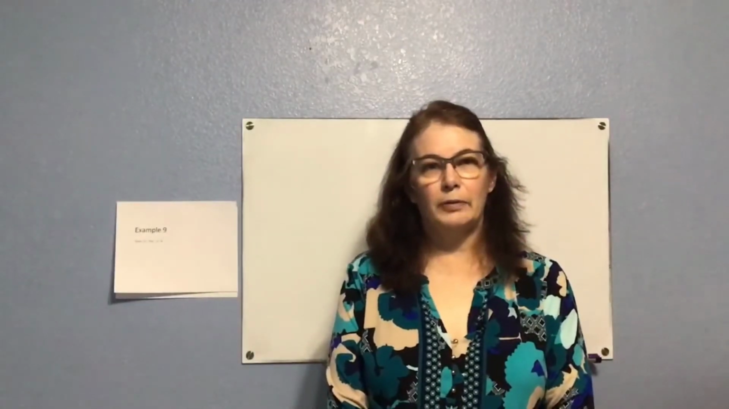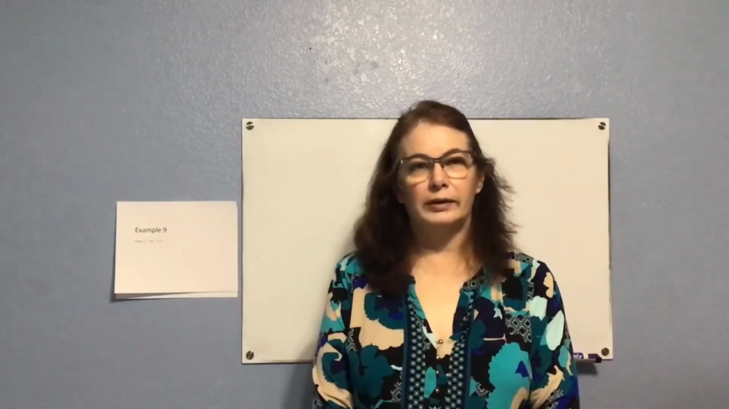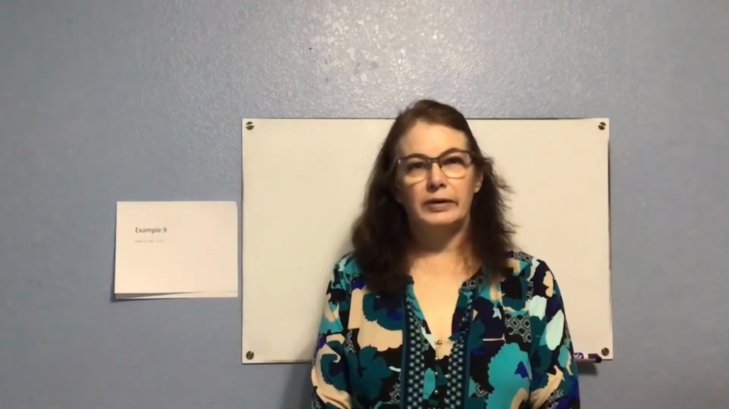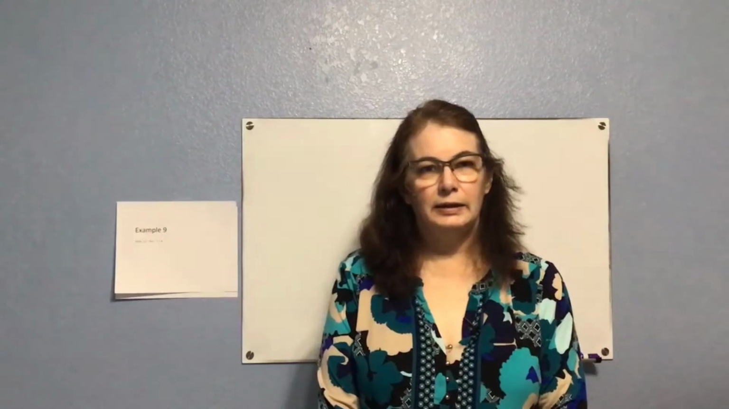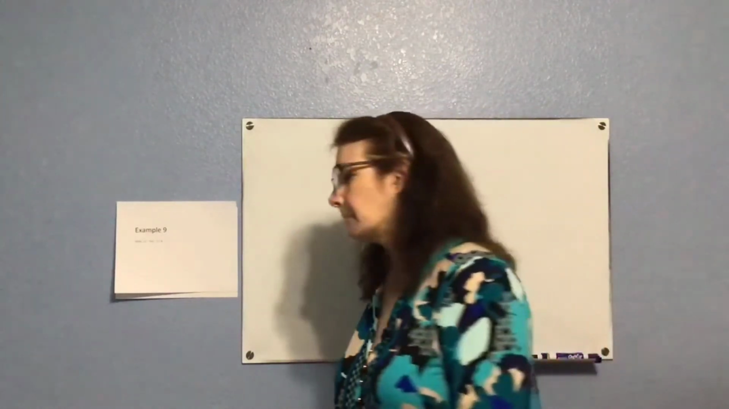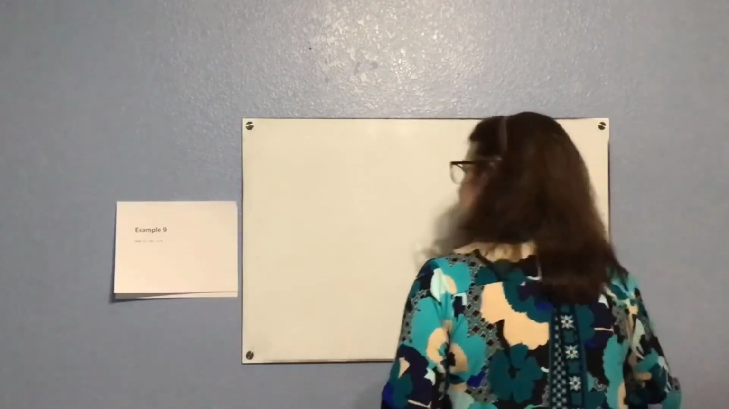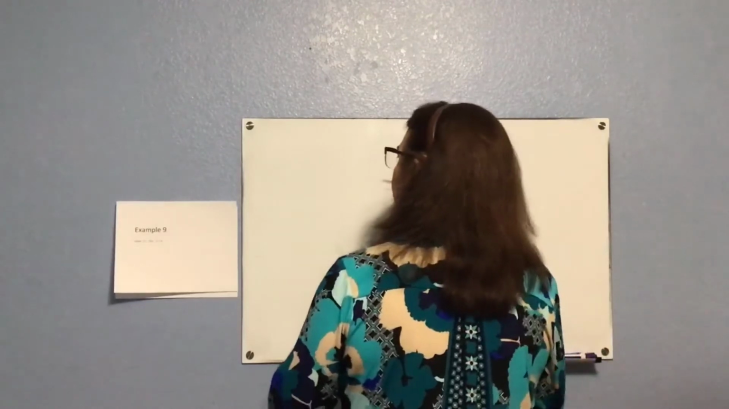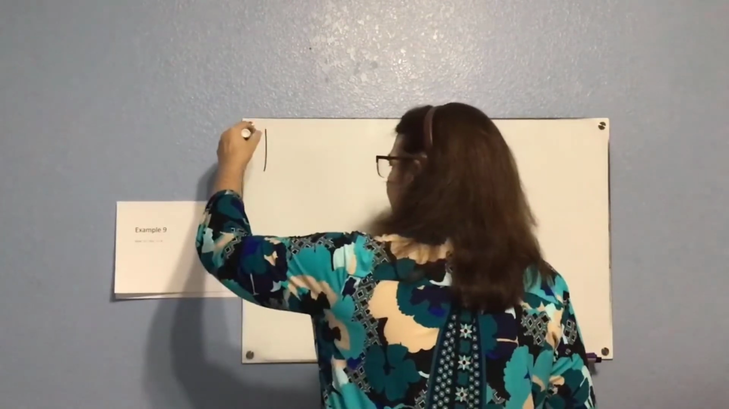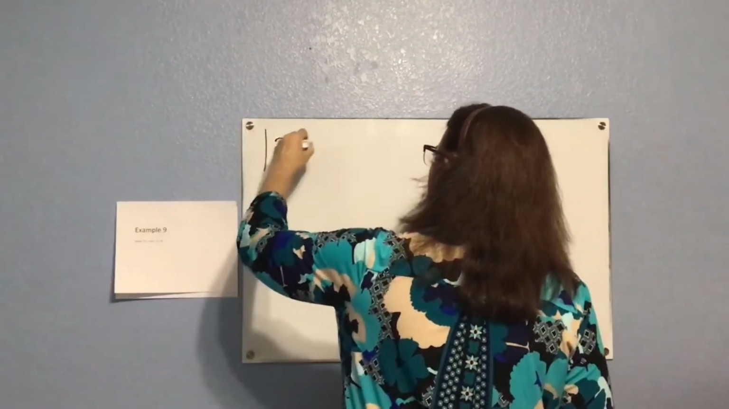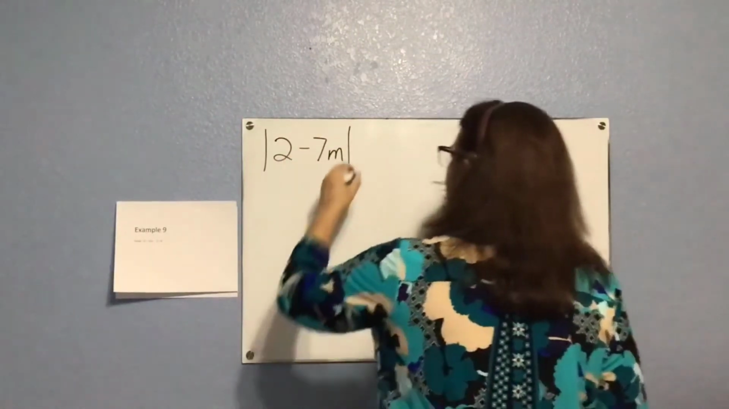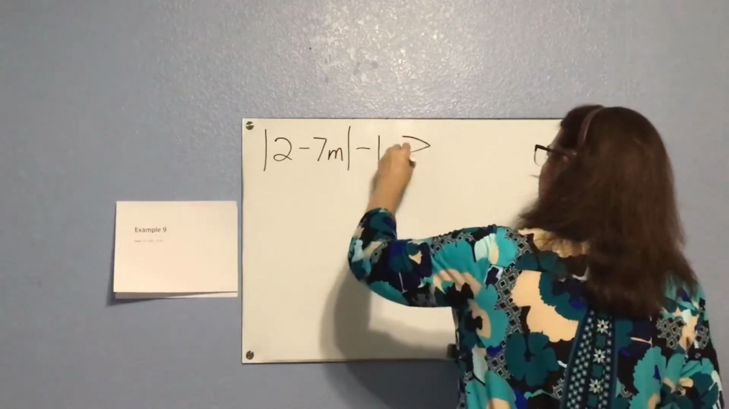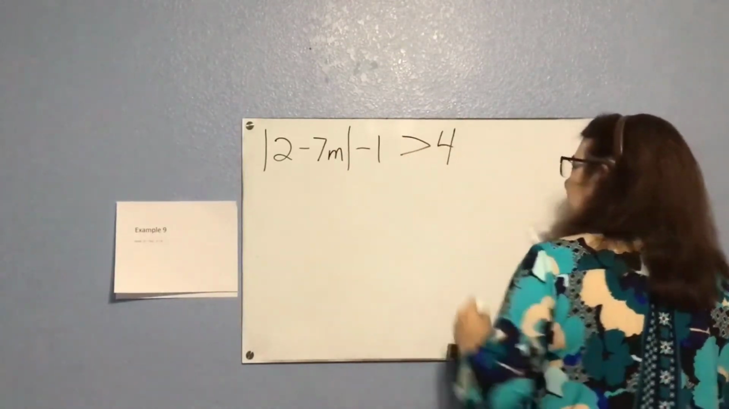In this example, we're going to look at an inequality where the absolute value expression is greater than the other side, and work that one. So let's start with the absolute value of 2 minus 7m, minus 1, greater than 4.